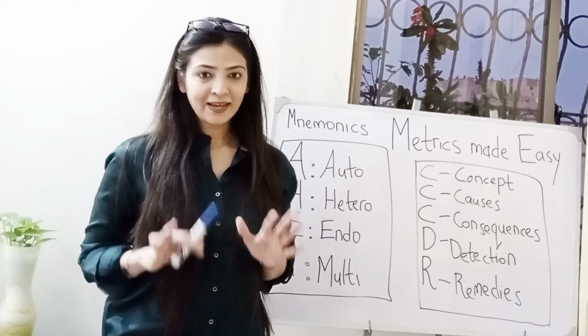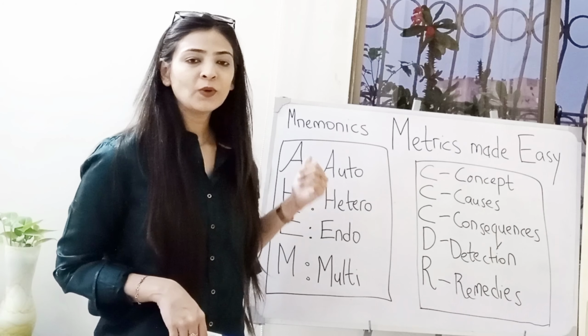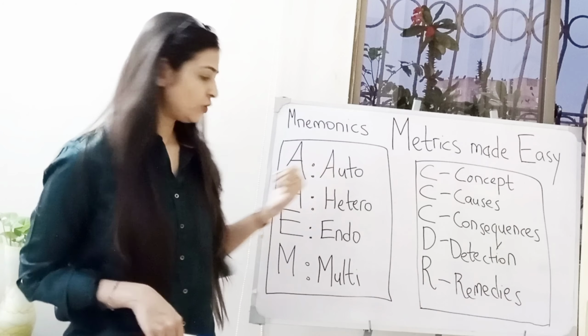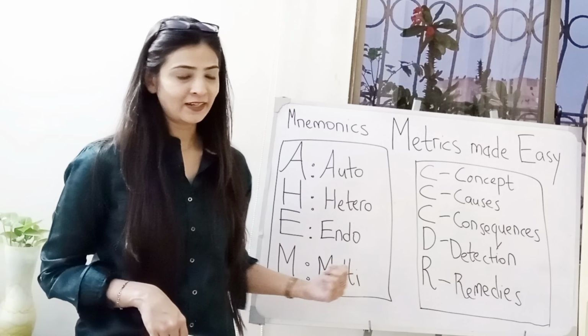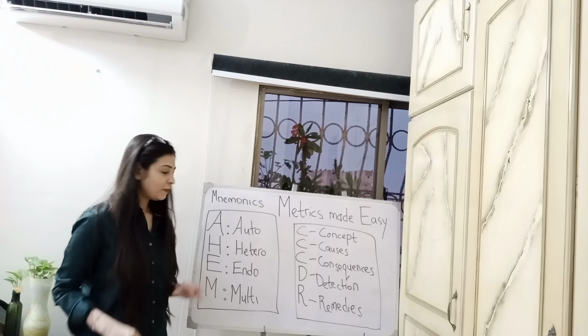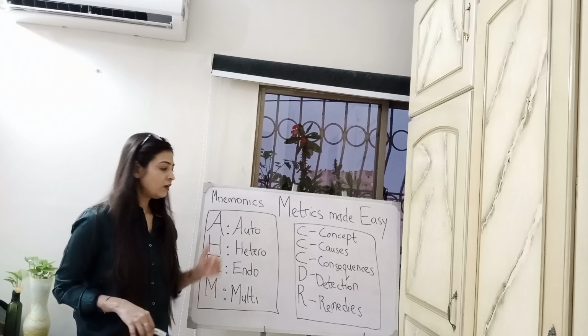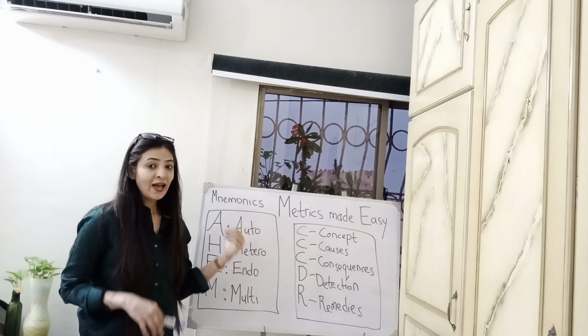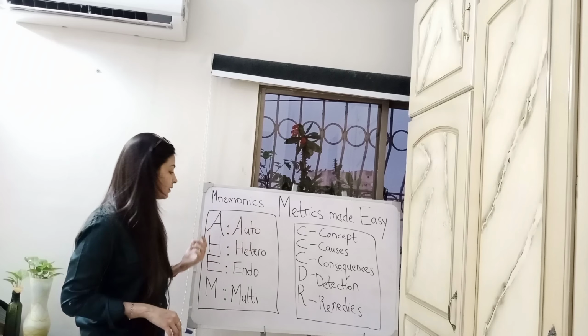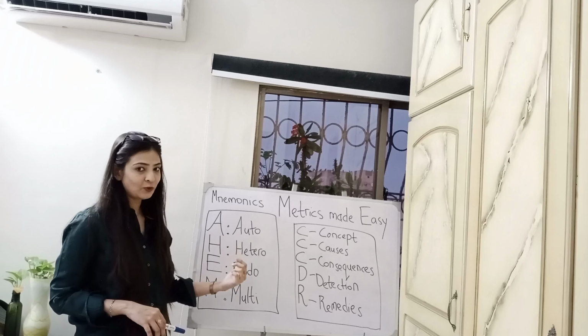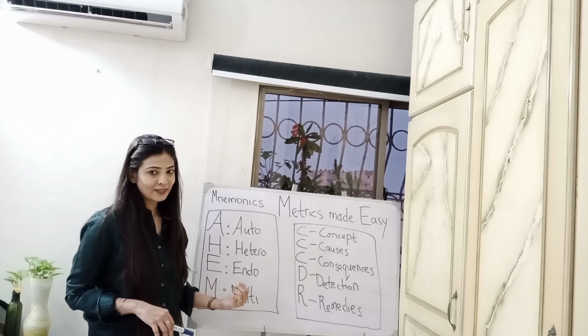So the mnemonics that I have come up with are as follows. A stands for autocorrelation, H stands for heteroskedasticity, E stands for endogeneity, and M stands for multicollinearity. So if you just remember this mnemonic, you can easily recall what each of these letters stands for, right?